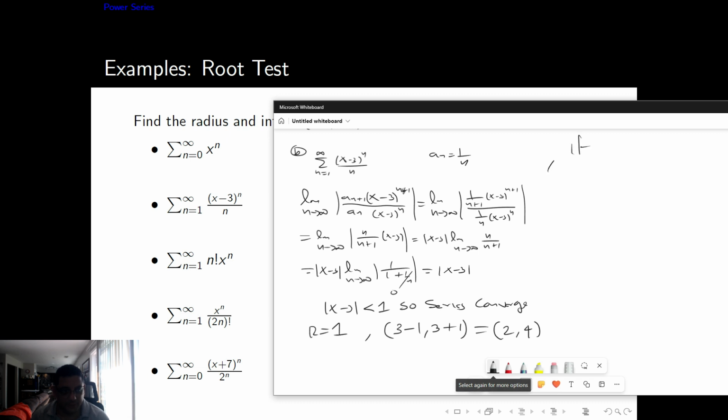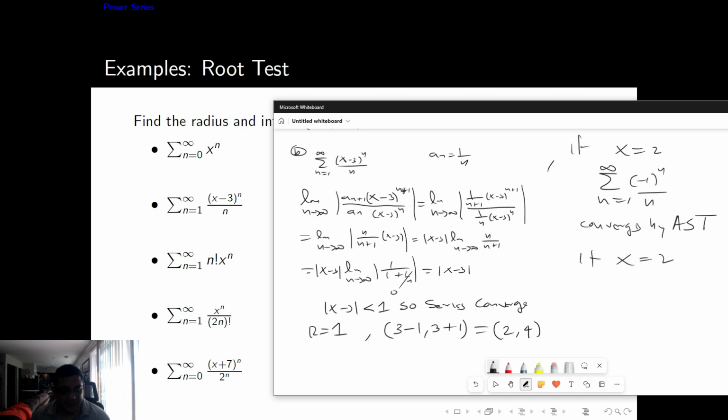So if x equals 2, then we have the series from n equals 1 to infinity of (-1)^n over n. And this is the alternating harmonic series, and so this converges by the alternating series test. If x equals 4, which is the other endpoint, then I'm going to have the series n equals 1 to infinity of just 1 over n, which diverges because it's the harmonic series.